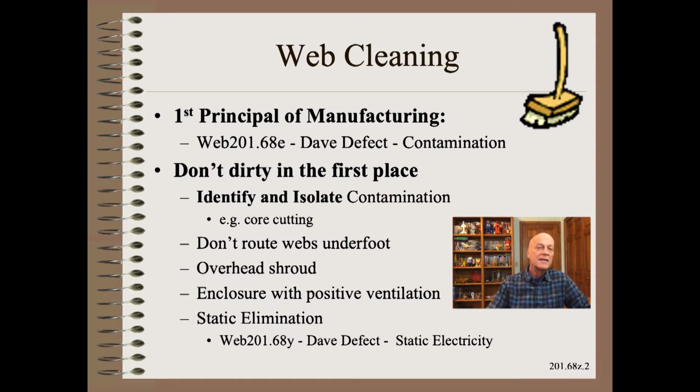Other best practices are to avoid routing a web close to the ground, especially underneath the operator foot traffic. Overhead shrouds can reduce contamination that falls from the ceiling or settles from the air. Super fussy food, medical, or electronics webs may require a separate enclosure for web operation that includes controlled entrance and positive ventilation. Finally, static can cause dirt to be attracted to the web, and we covered that in the last clip.